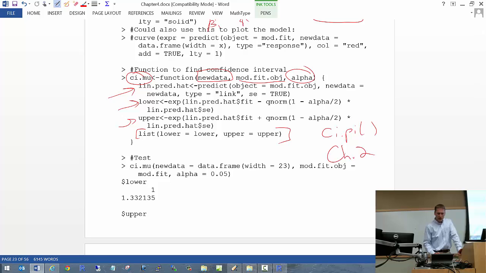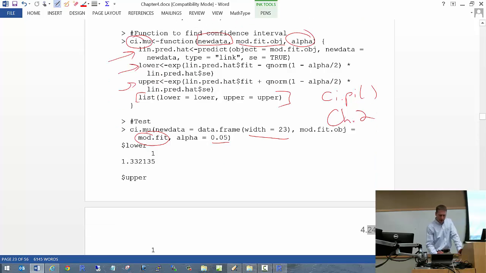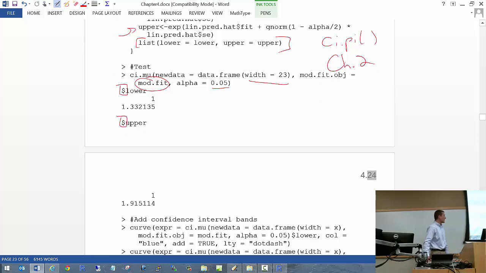So to test this function out, I say new data equal data.frame width equal 23. So I'm going to get an interval at x equal 23. My model fit information is in mod.fit. I want a 95% interval. In return, I get a list that has two components, lower and upper bounds, that include the lower and upper bounds of the interval.